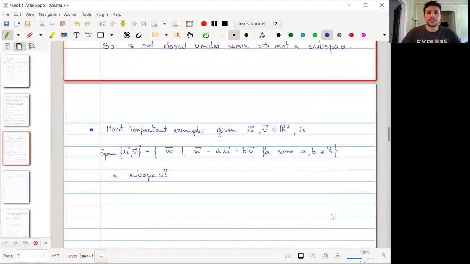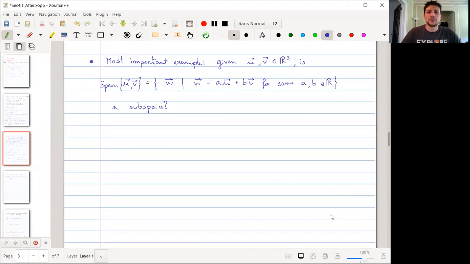We come to the last example, and I let it be the last because it's the most important one. Given any two vectors in R3, u and v, is their span a subspace? The answer is yes, and we will check it by checking all of the three conditions. And it will turn out that this is not only the most important example, but also the only example. Let's not get ahead of ourselves. Let's just check that the span is indeed a subspace.